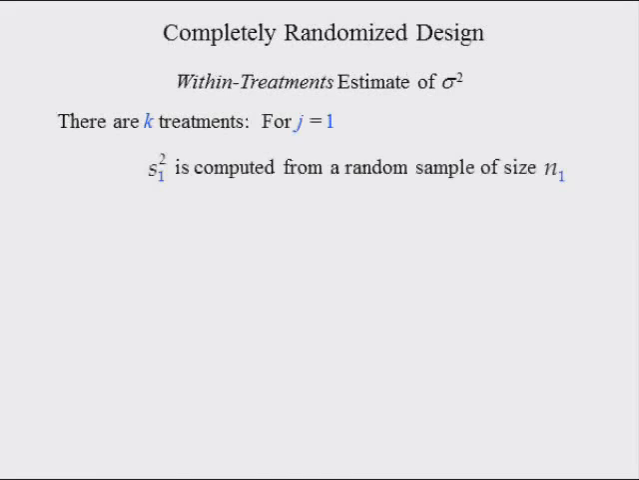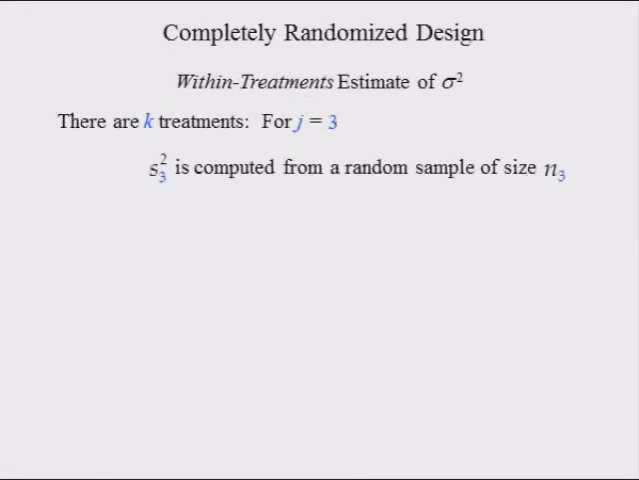The within treatments estimate of population variance sigma square uses sample variances computed from samples drawn from the k populations or k treatments. For the first population, j equals 1. Sample variance S1 squared is computed from a sample of size n1. S1 squared is used to estimate the variance from population 1. For the second population, j equals 2. Sample variance S2 squared is computed from a sample of size n2. S2 squared is used to estimate the variance from population 2.